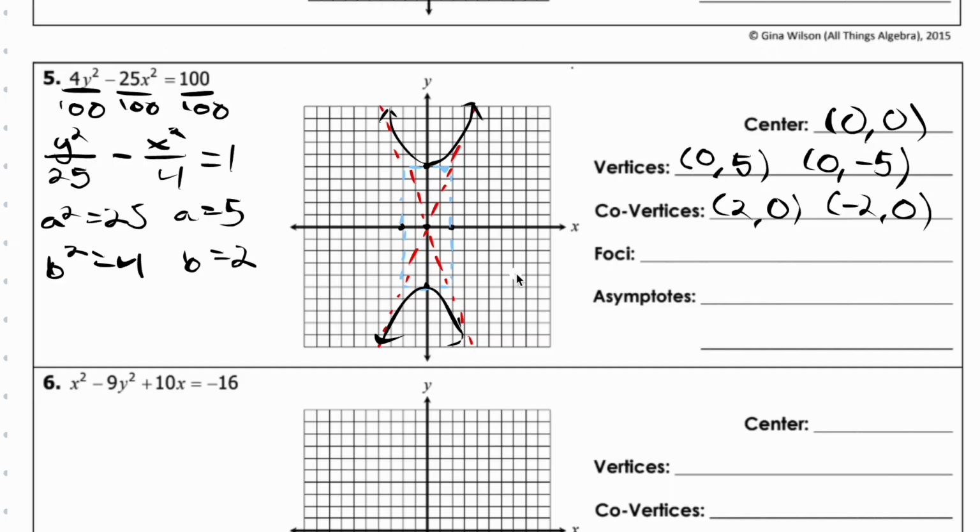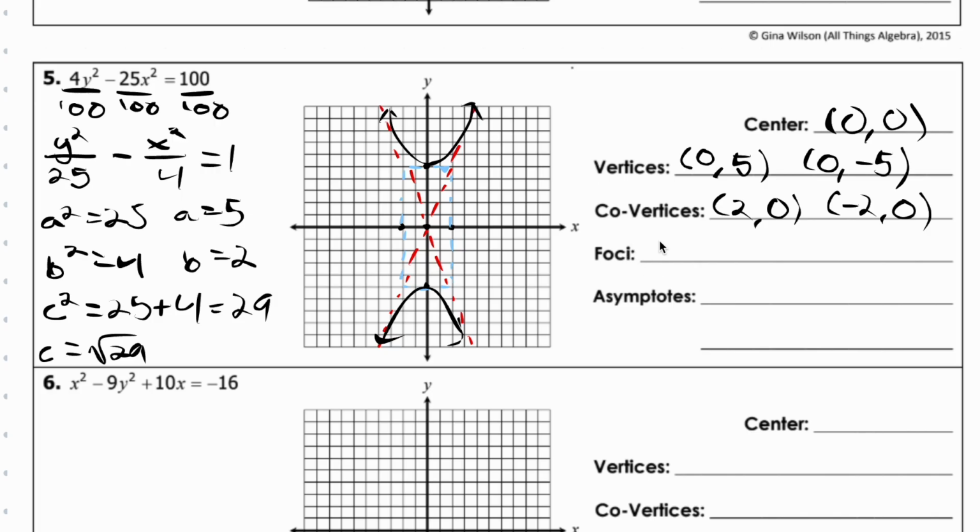Perfect. And for our foci, we use c squared equals a squared plus b squared. C squared equals 25 plus 4, which equals 29. So c equals root 29, which we cannot simplify.